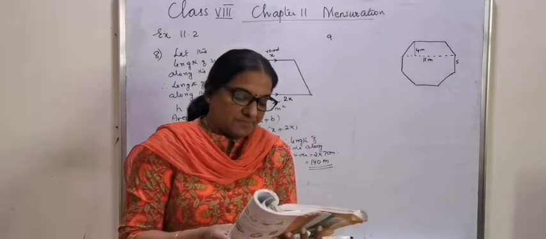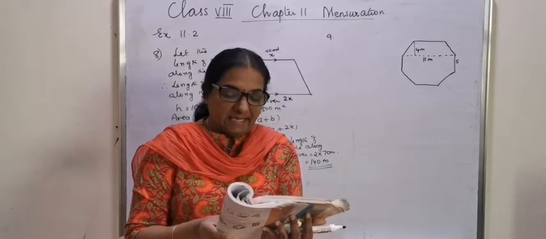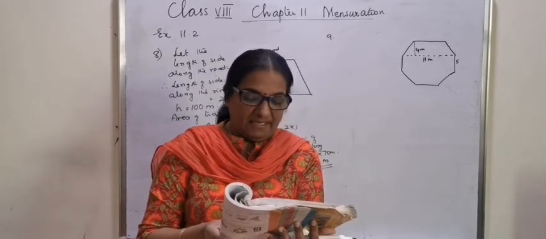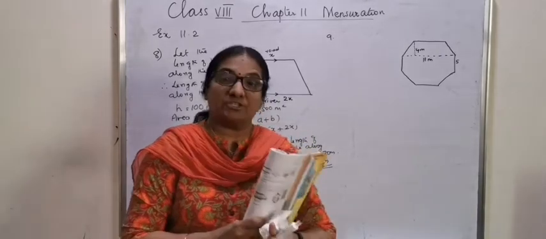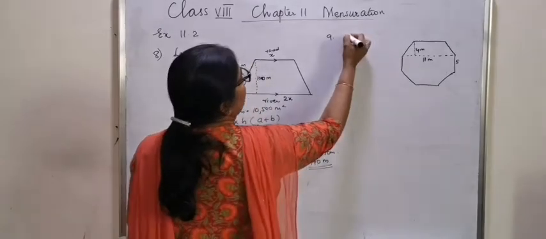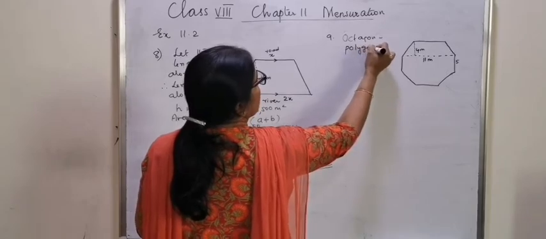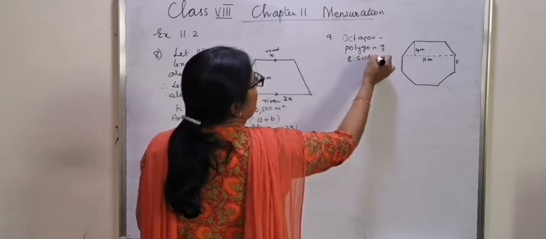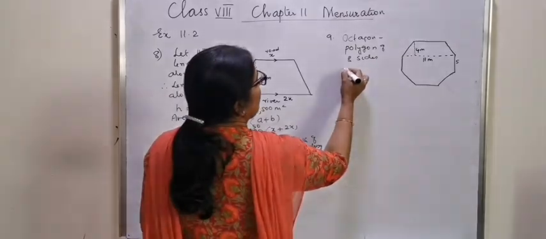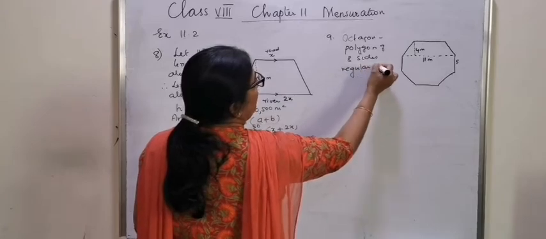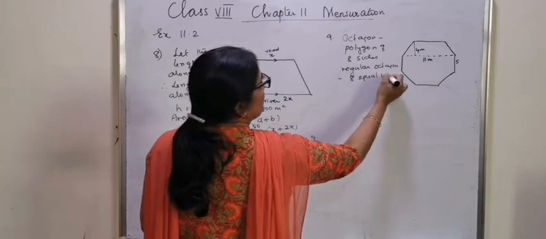Question 9. Top surface of a raised platform is in the shape of a regular octagon as shown in the figure. Find the area of the octagonal surface. So underline the word regular octagon. An octagon is a polygon of 8 sides. Since it is a regular polygon or a regular octagon, all the sides are equal. Regular octagon, it has 8 equal sides.